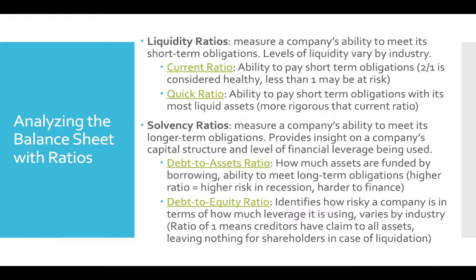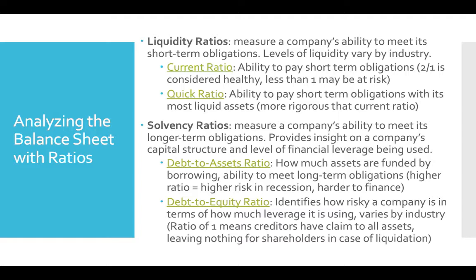The debt to assets ratio shows the degree to which a company has used debt to finance its assets. The higher the ratio, the higher the degree of leverage, and consequently, the higher the risk of investing in that company. The debt to equity ratio identifies how risky a company is in terms of how much leverage it's using.